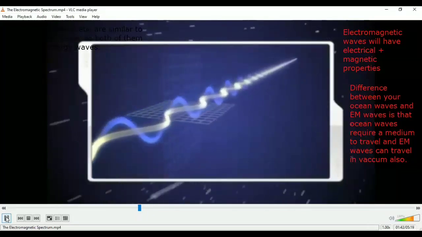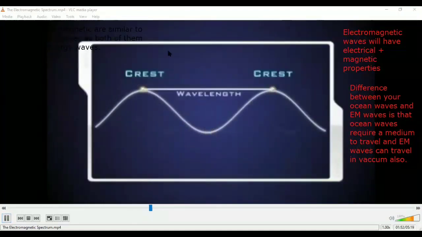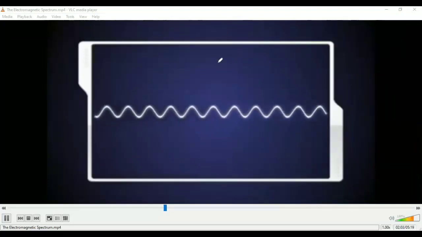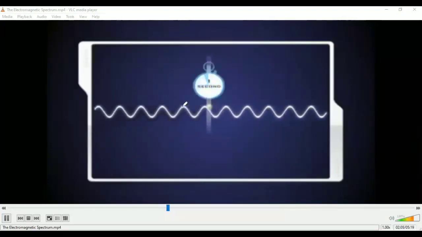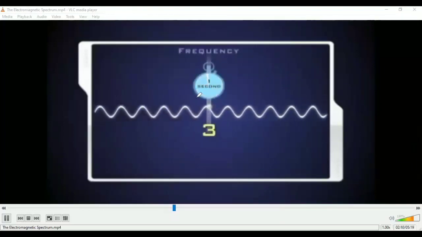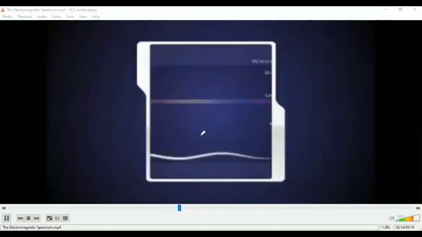At the constant speed of light, EM waves have crests and troughs like ocean waves. The distance between crests is the wavelength. While some wavelengths are very long and measured in meters, others are measured in nanometers. The crest difference is the wavelength. The number of these crests that pass a given point within one second is described as the frequency of the wave. One wave or cycle per second is called a hertz. So frequency is measured in hertz.